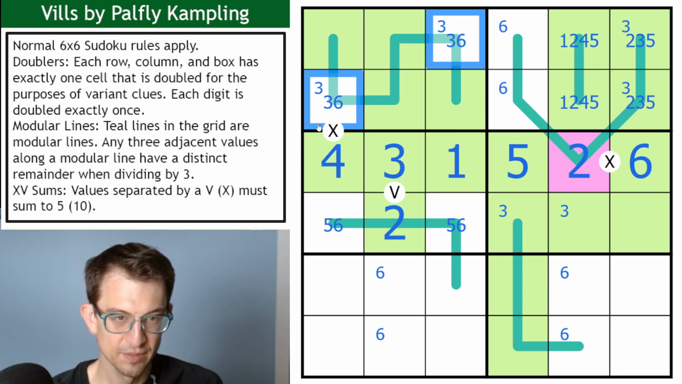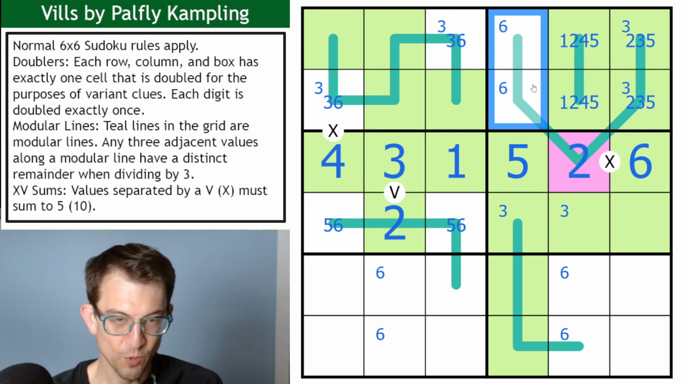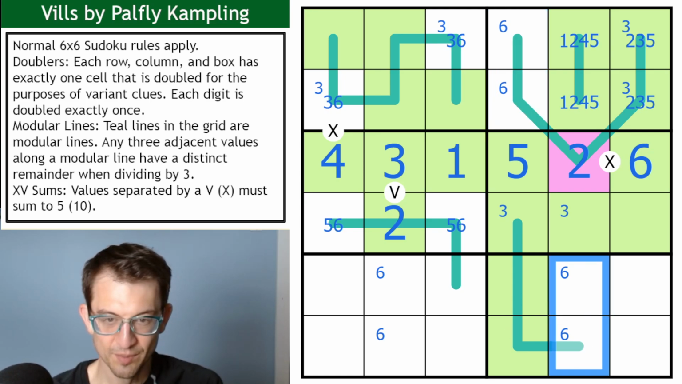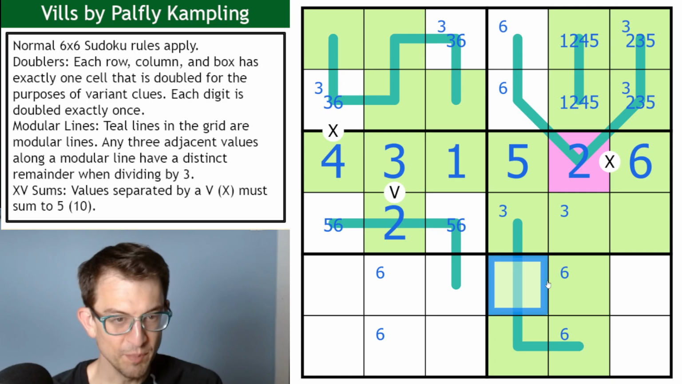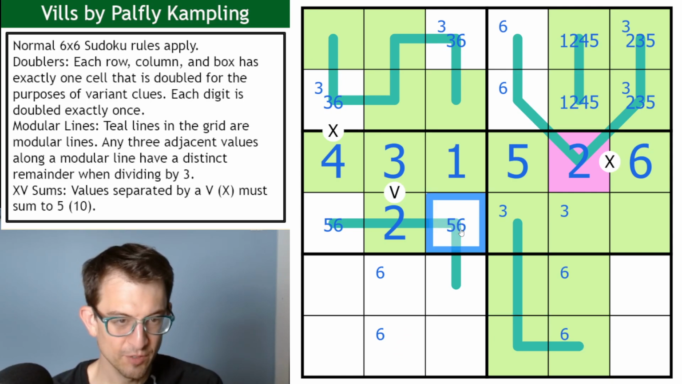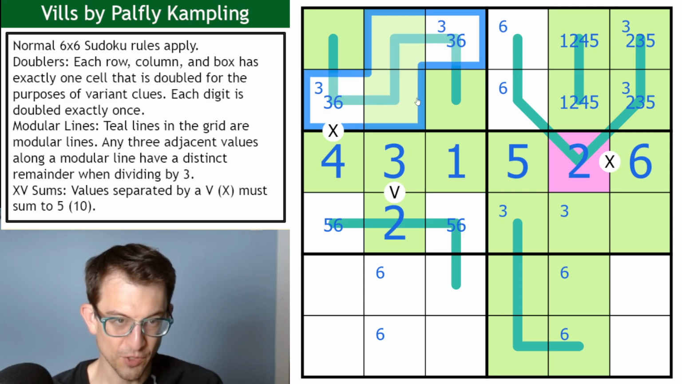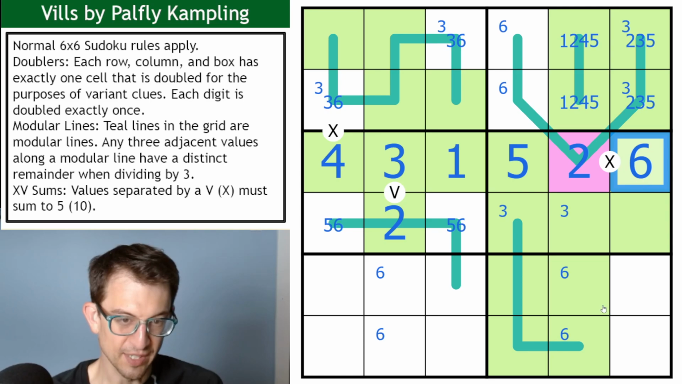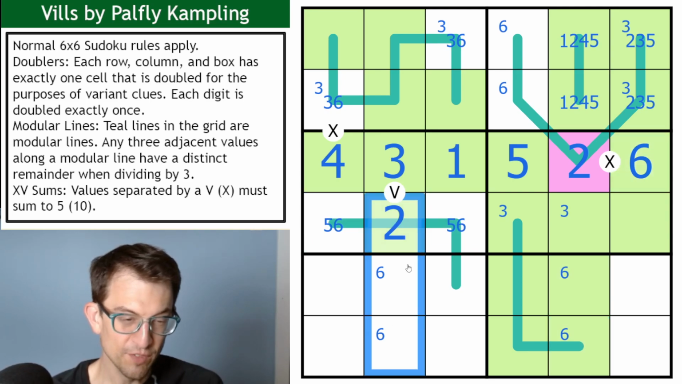3, 1 or 4. These aren't doubled. Which I think means my doubled 6 now has to be here. Or my double digit here is a 5. So where's my doubled 6? This is a 3. This is a 1 or a 4. Not here, not here, not here. So one of these is my doubler.